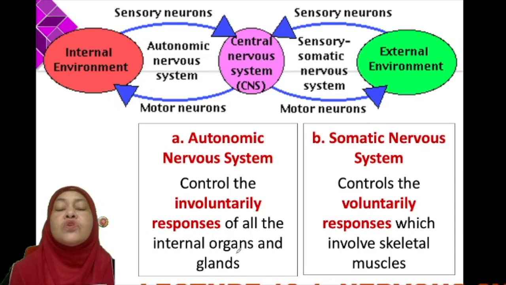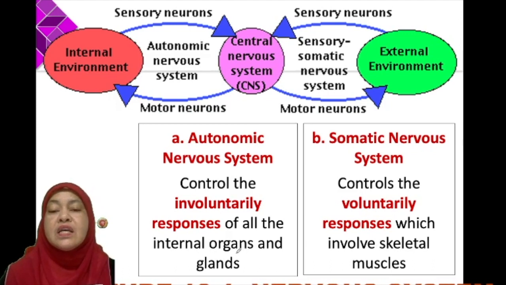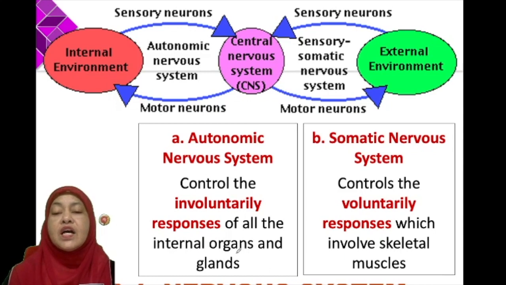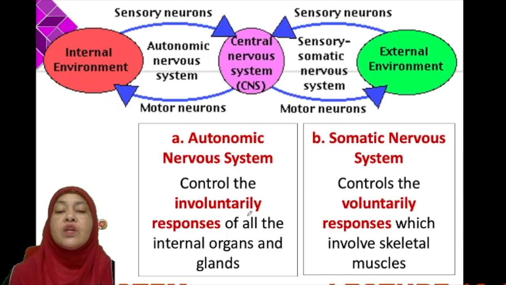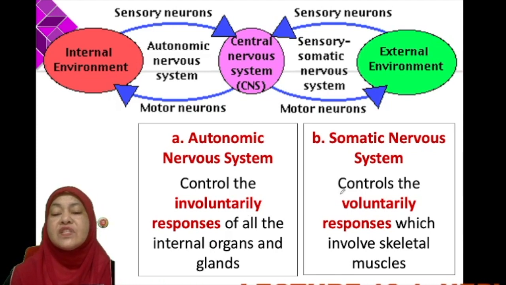Okay, so after you have learned all three types of neuron, now the teacher would like to introduce you to a very important concept. Under the nervous system you need to learn about these two concepts: the autonomic nervous system and the somatic nervous system.